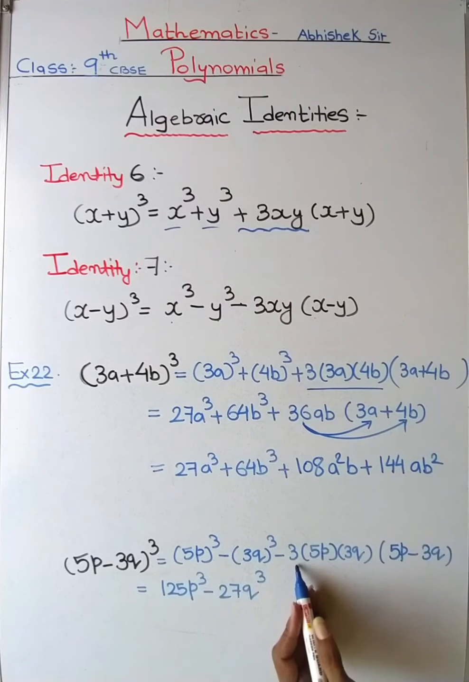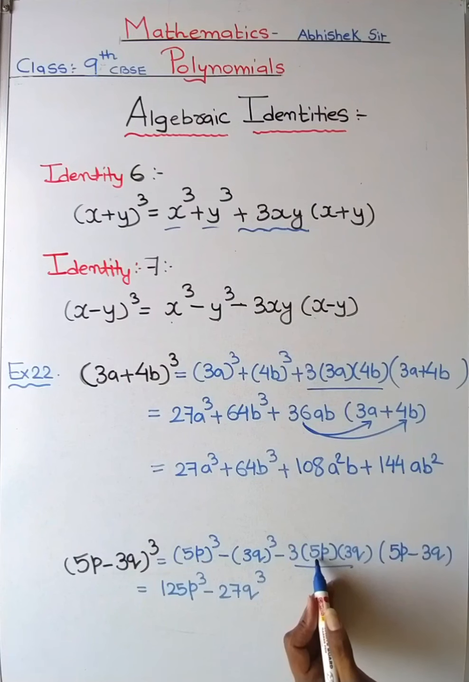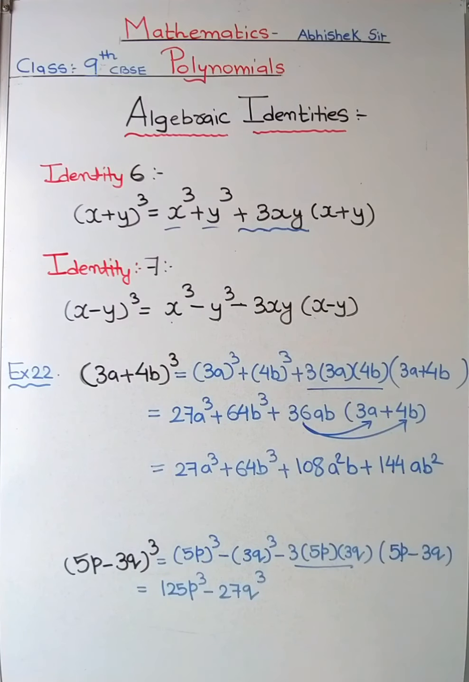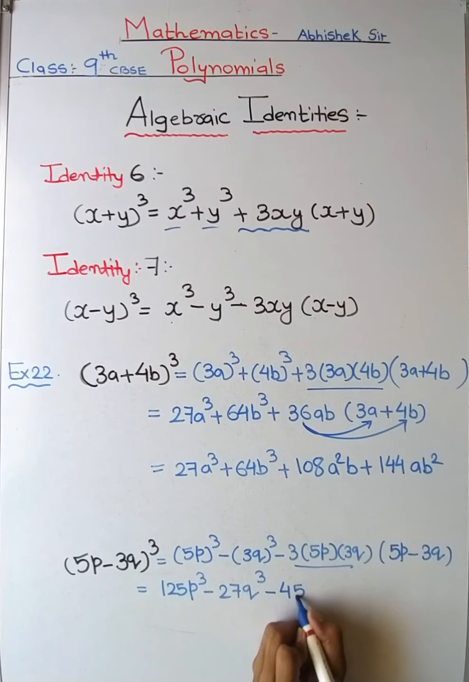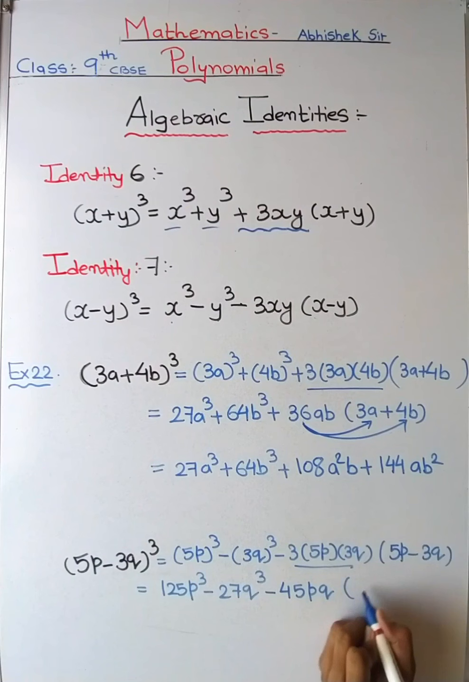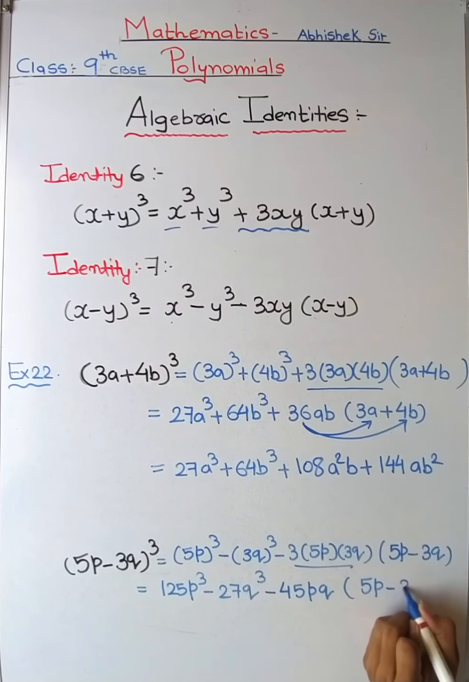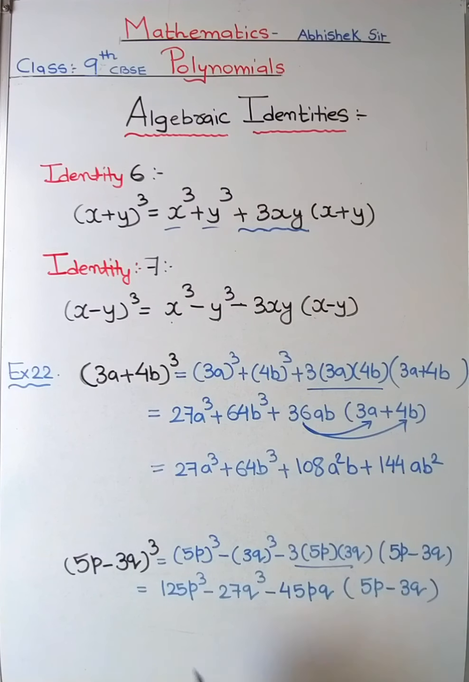Over here let us solve this 3 first. 3 5s are 15, 15 3s are, what is 15 3s are? 15 3s are is 45. So 45 p cube. Here we have to repeat the bracket. Clear? So now we just have to multiply with this and this with this.